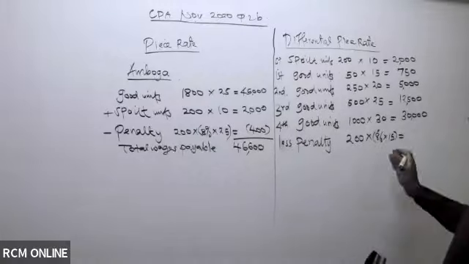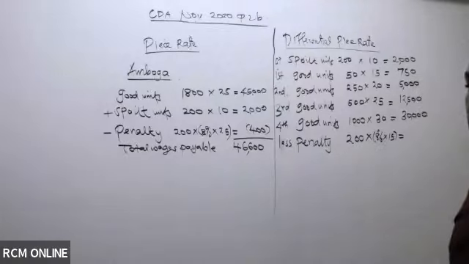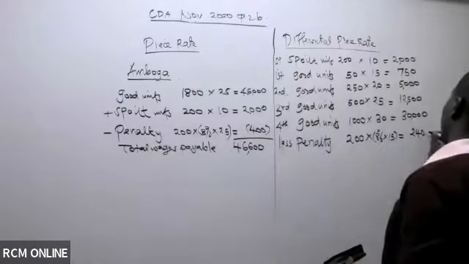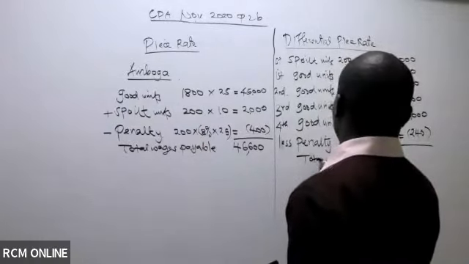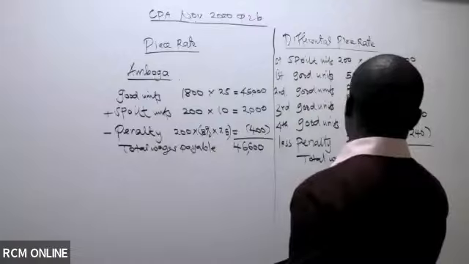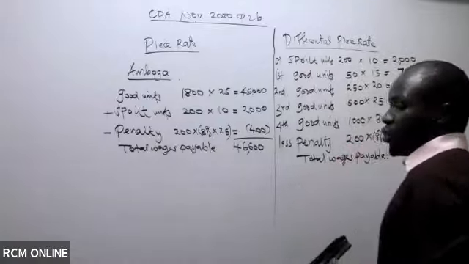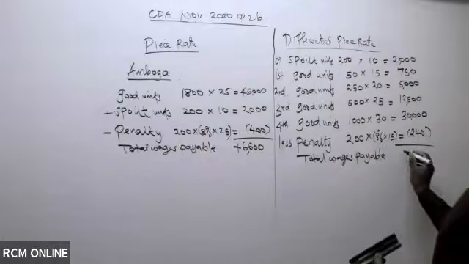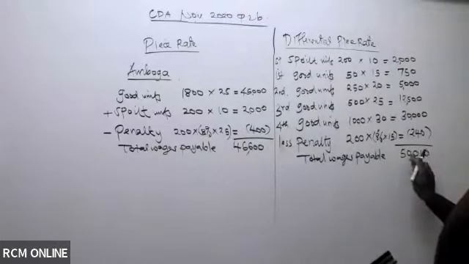So when you take 1.2 by 200, what are you getting? 240. And we know very well that's a penalty, so we deduct. Can you give us the total wages payable? Total wages payable is 50,010.